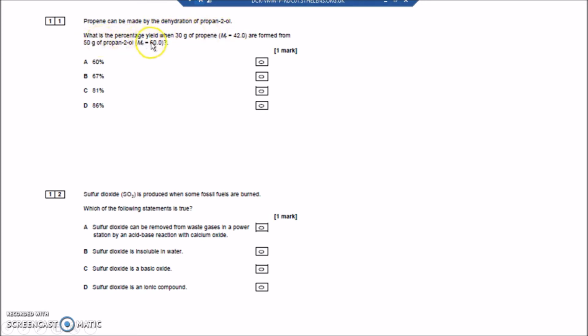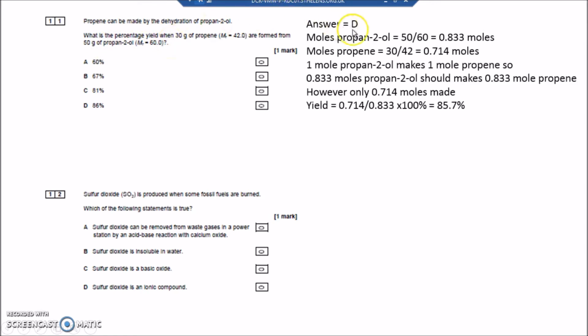Similarly, they've given me grams and MR of propan-2-ol, mass and MR. They want me to work out the moles of propan-2-ol. So let's do that. Moles of propan-2-ol, 50 divided by 60, 0.833 moles. Moles of propene, 30 divided by 42, 0.714. As I said previously, 1 mole of propan-2-ol should make 1 mole of propene.